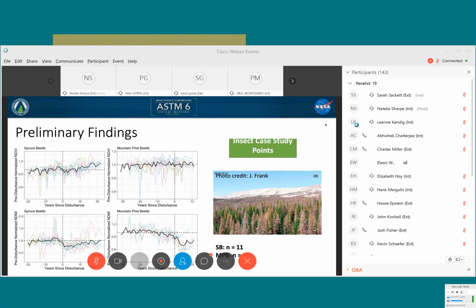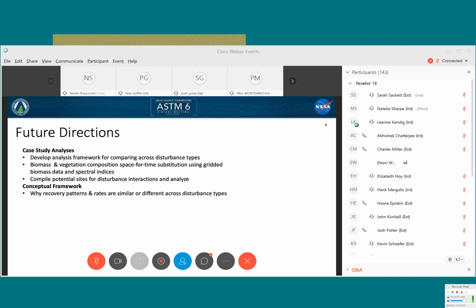Next. Looking to the future for this synthesis, we plan to develop an analysis framework for comparing across the disturbance types. We also want to look into creating biomass and vegetation composition space for time substitutions for each disturbance type. We will also be compiling our case study sites for disturbance interactions analysis. And as for our conceptual framework, we really want to look into the recovery rates and patterns across all the disturbances and investigate why and how they may differ.